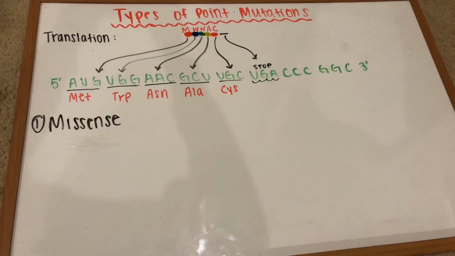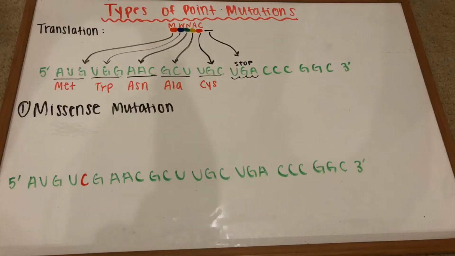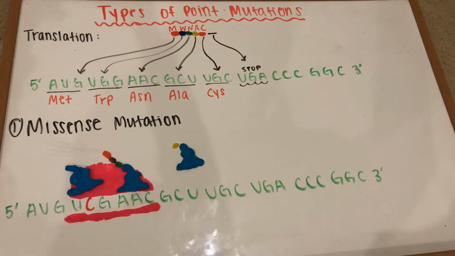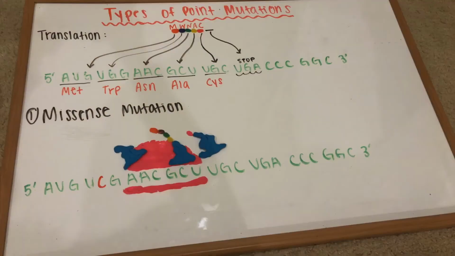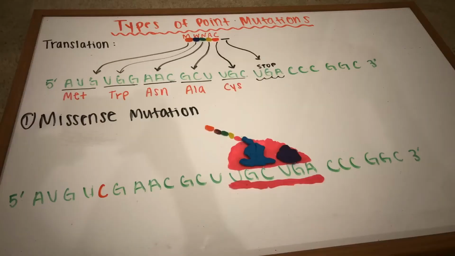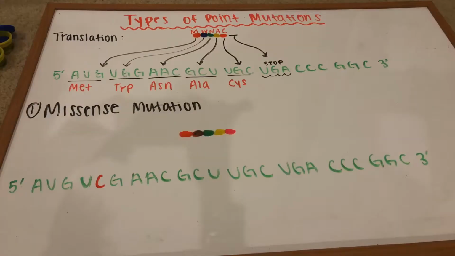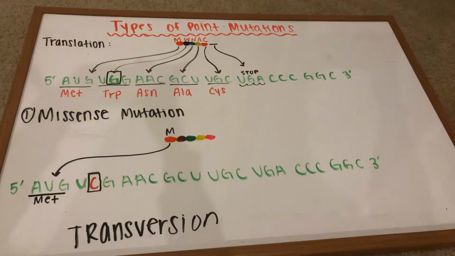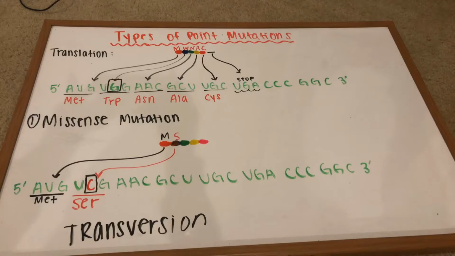The first type of point mutation is a missense mutation. This is when one base within one codon in the mRNA strand changes to a different base and causes the resulting protein to change completely from the original intended protein. Due to the base changing from purine G to pyrimidine C, also known as transversion, the normal amino acid tryptophan instead translates to produce serine.